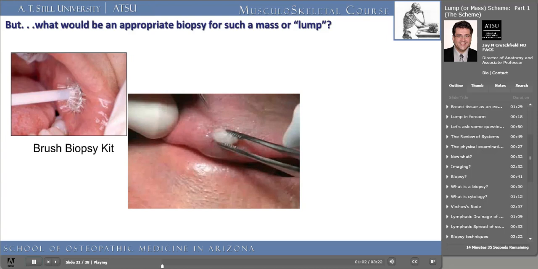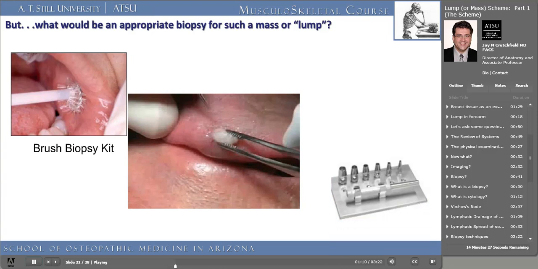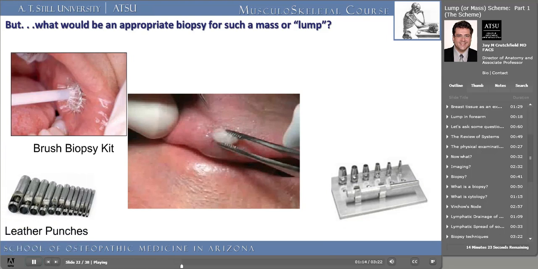Sometimes we can obtain a biopsy of skin tissue by performing a punch biopsy. A punch biopsy is almost identical to a leather punch used by artists and craftsmen who make belts or purses made from leather. Punch biopsies are commonly used by dermatologists in obtaining a sample of skin or a piece of a suspected skin cancer. If the entire skin lesion is removed in total, it's known as an excisional biopsy.